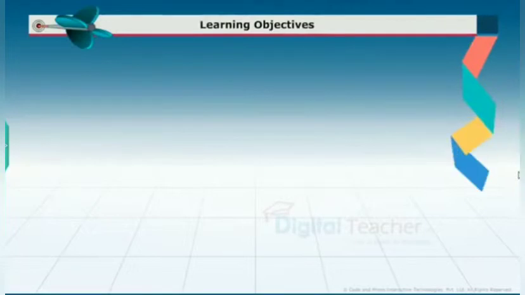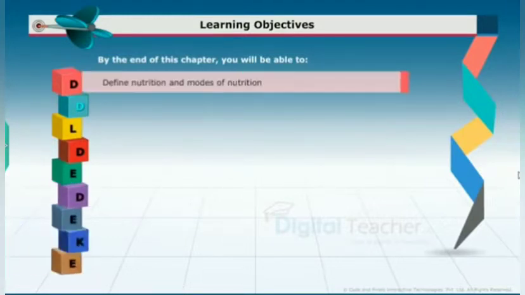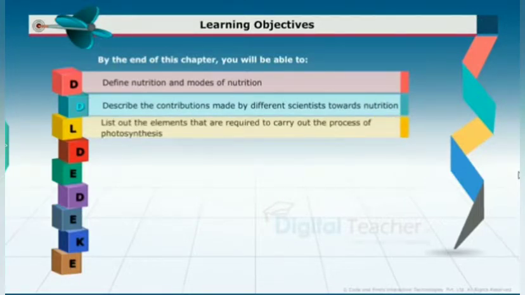Learning objectives. By the end of this chapter, you will be able to define nutrition and modes of nutrition. Describe the contributions made by different scientists towards nutrition. List out the elements that are required to carry out the process of photosynthesis. Describe the process of photosynthesis.